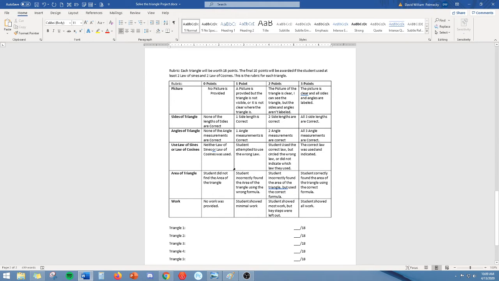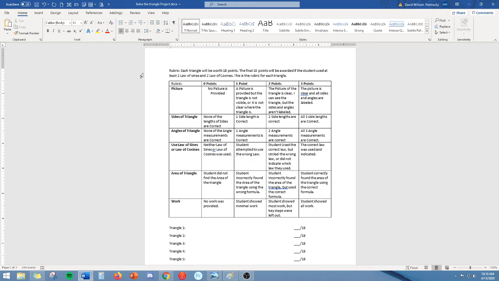So each triangle is worth 18 points. Okay, 18 times 5 is 90. Alright, so you got 5 triangles worth 18 points each. That's 90 possible points. The final 10 points will be making sure you did law of sines twice and law of cosines twice. If you only use law of sines, then you're not going to get those 10 points. If you only use law of cosines, you're not going to get those 10 points. So just make sure out of your 5, for 2 of them, the first thing you do is law of sines, and for 2 of them, the first thing you do is law of cosines.